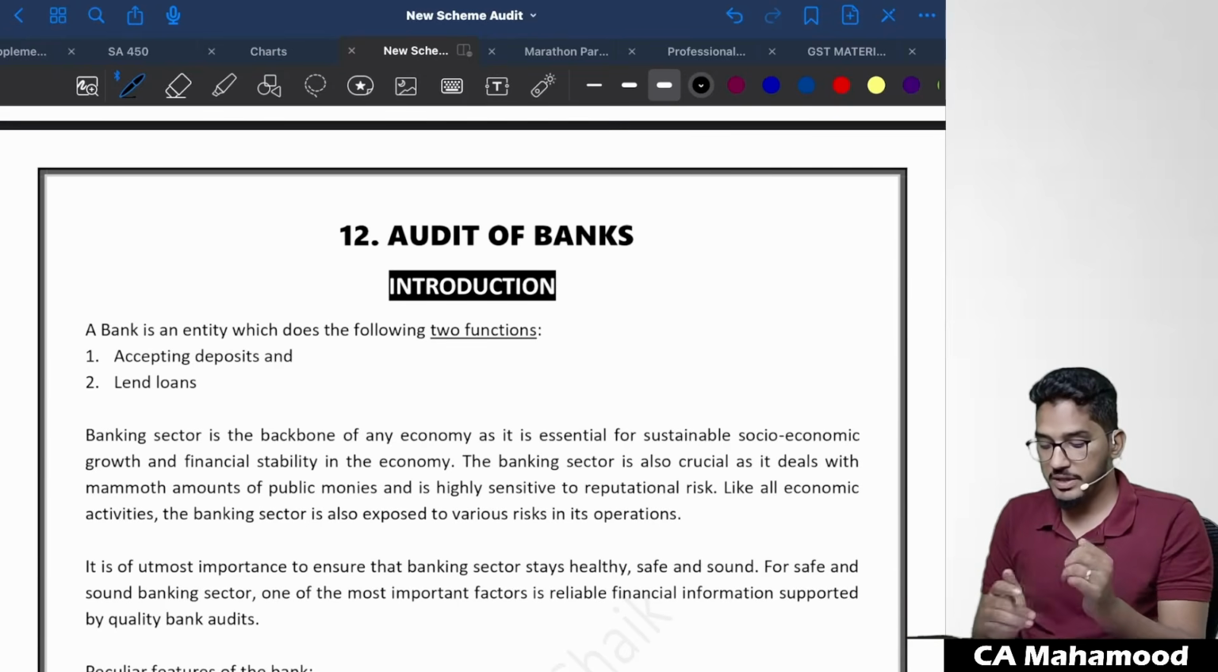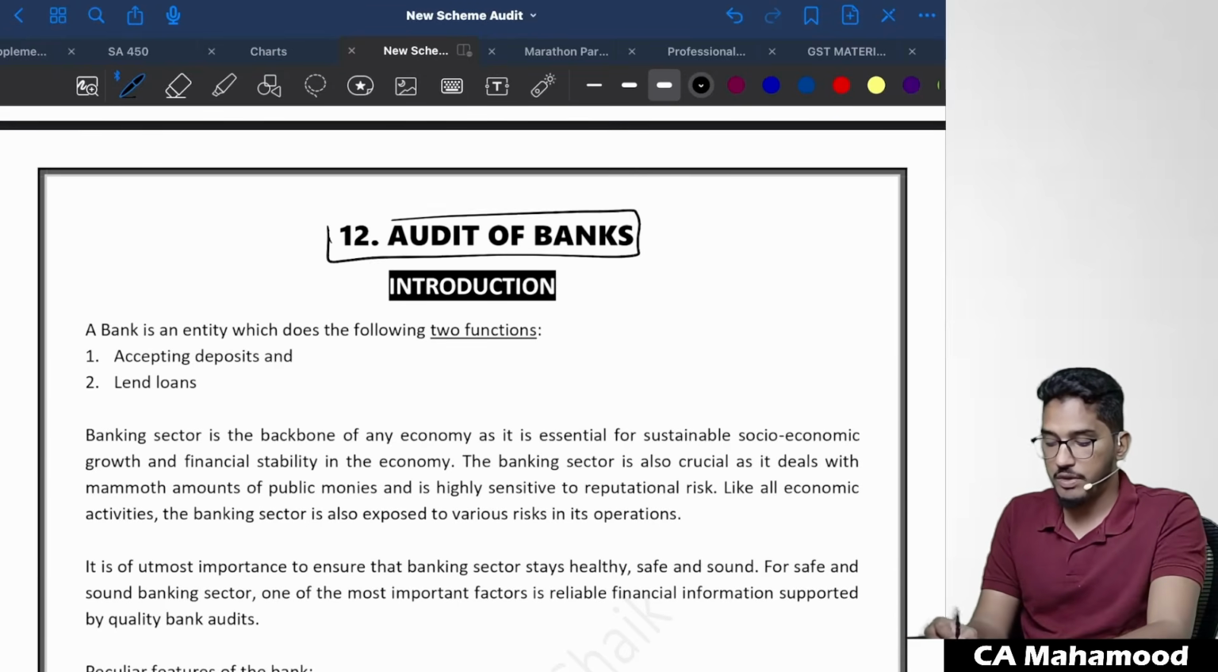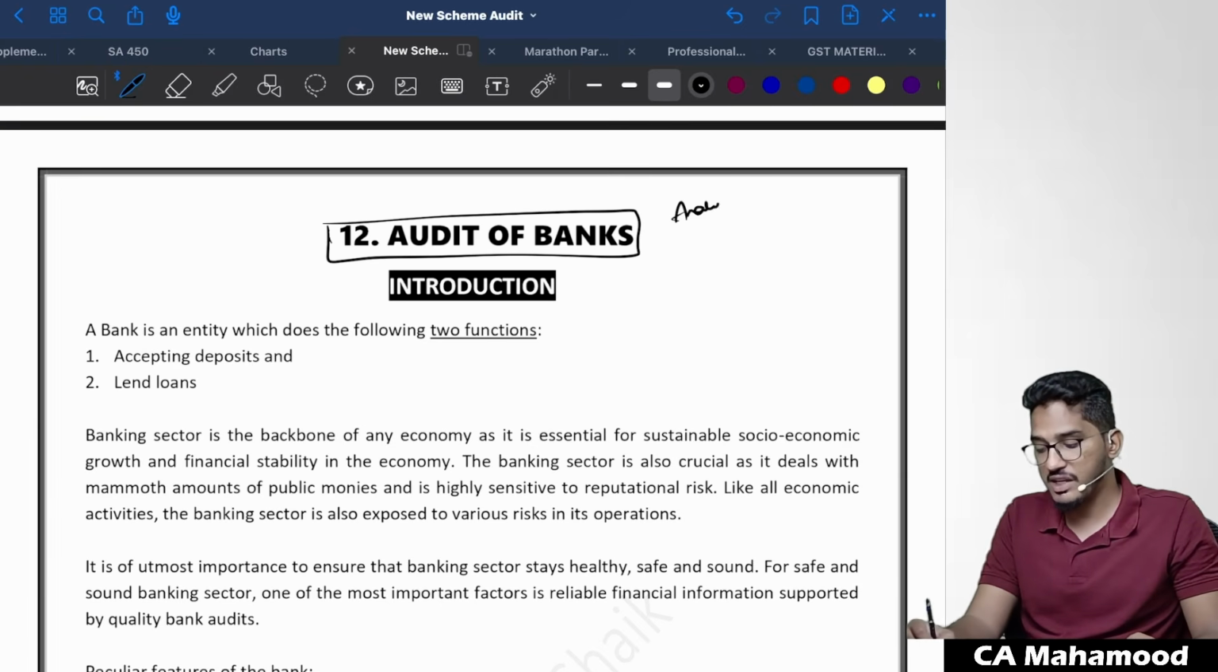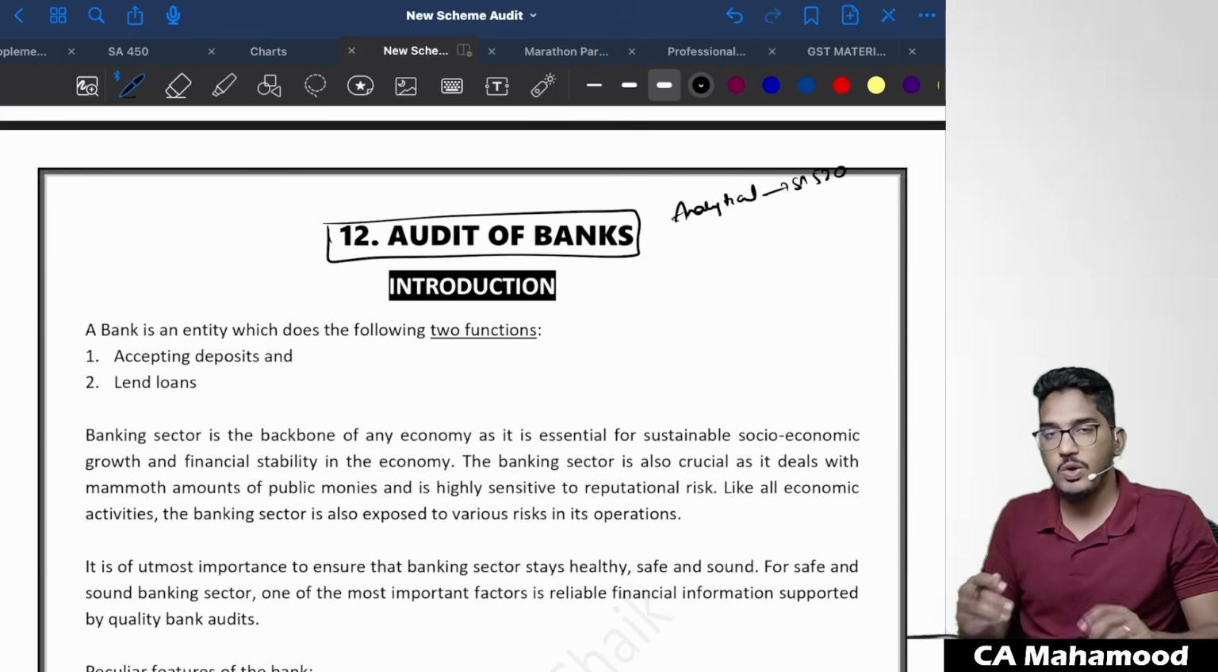So the next chapter which we'll be taking up for revision will be Audit of Banks. Just now, we are done with revising the chapter Analytical Procedures. In fact, in the chapter Analytical Procedures, we are done with the revision of SA 520. So after this chapter, we are going to now revise the content from Audit of Banks.